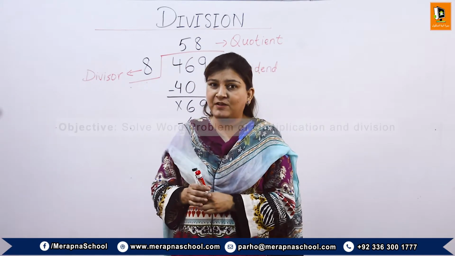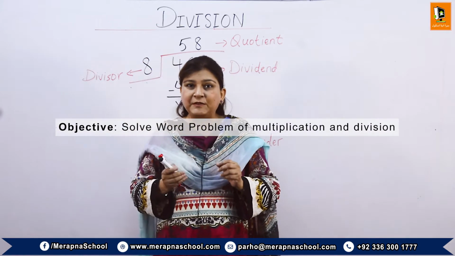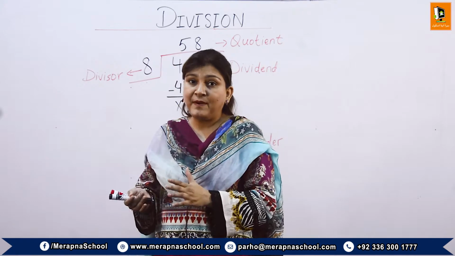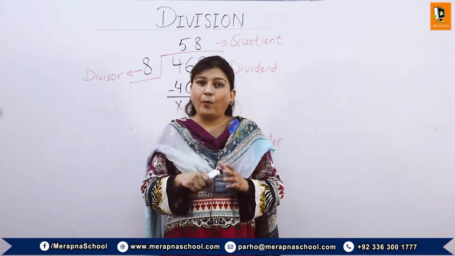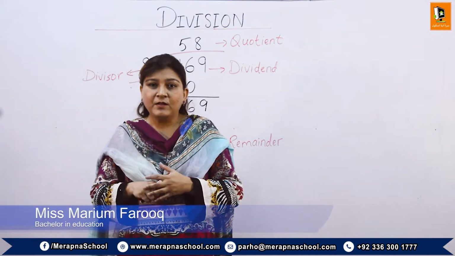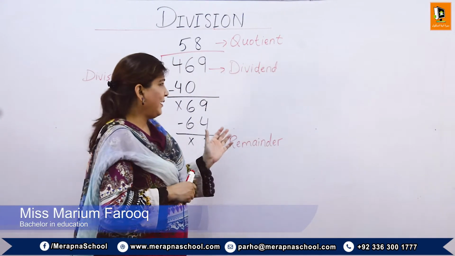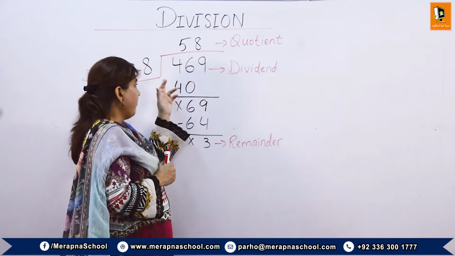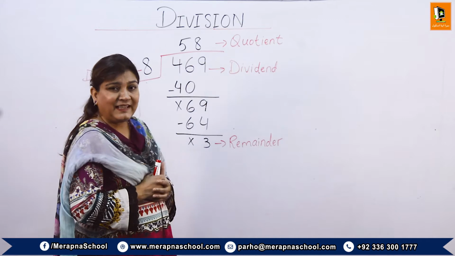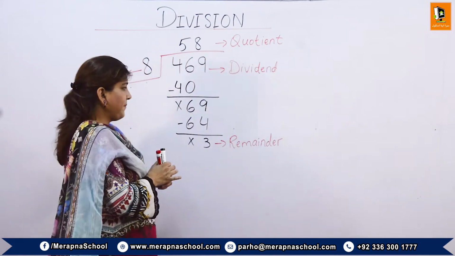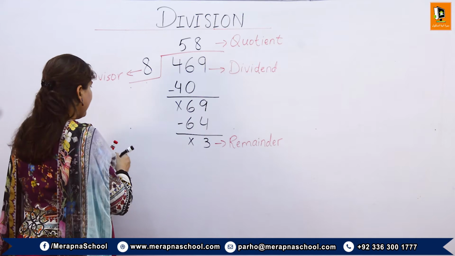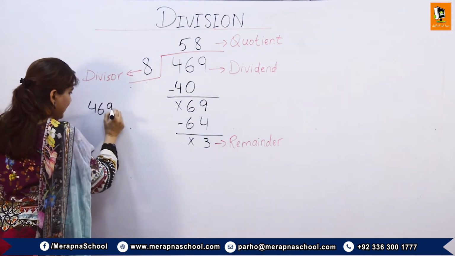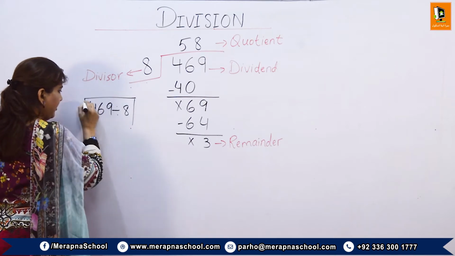Today in this session we are going to learn about division. Division of 4-digit numbers and 3-digit numbers divided by a 2-digit number or 1-digit number. Now, as you can see over here, we have a number, means we have divided 469 with 8. Here the question is 469 divided by 8.